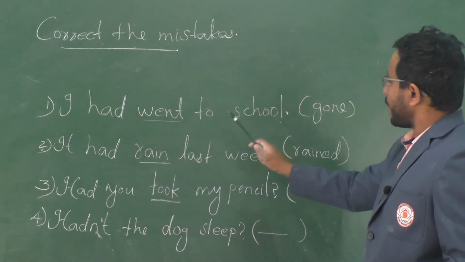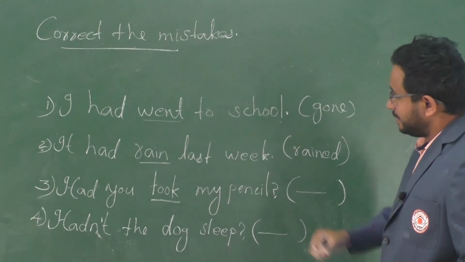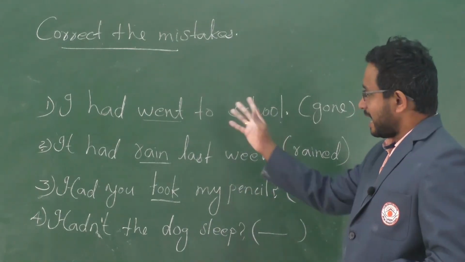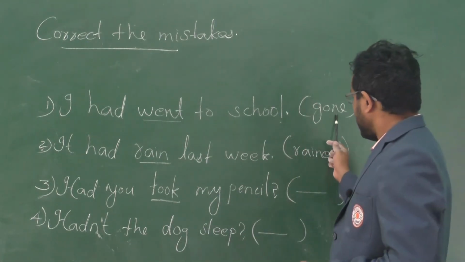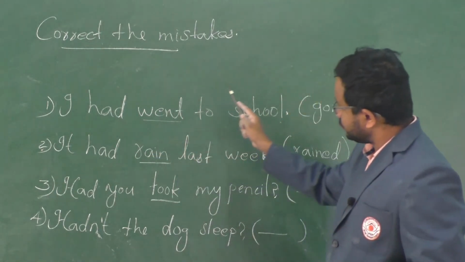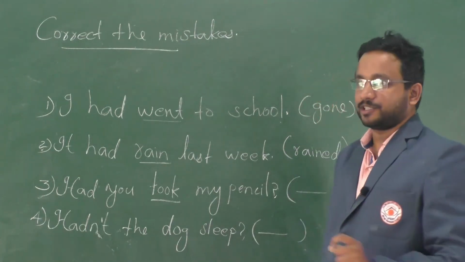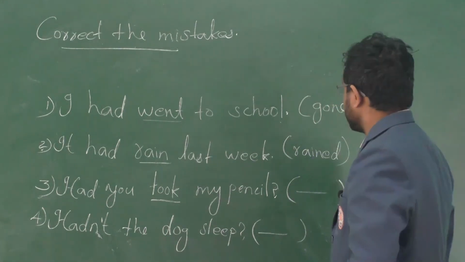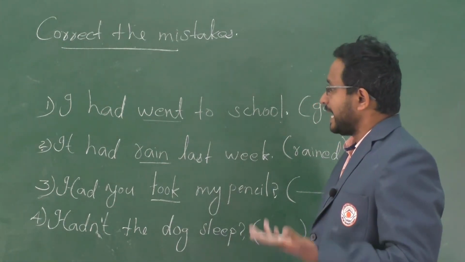So, I had went to school. What is the mistake here? Verb is the mistake, right? I have used a different verb and I have written the correct verb here. So, I had gone to school. That is the perfect statement as far as past perfect is concerned. Okay, let's come to the second statement.